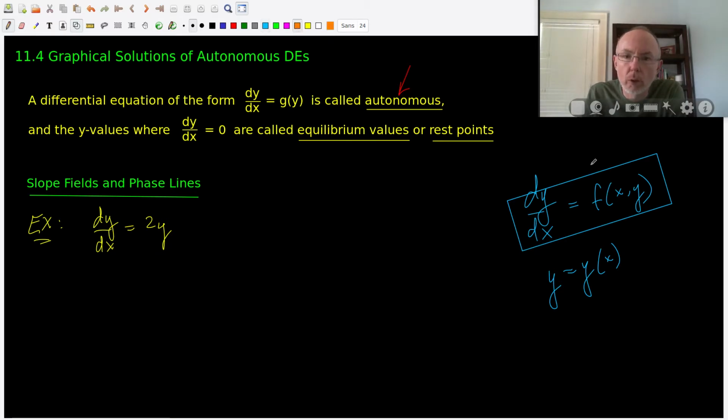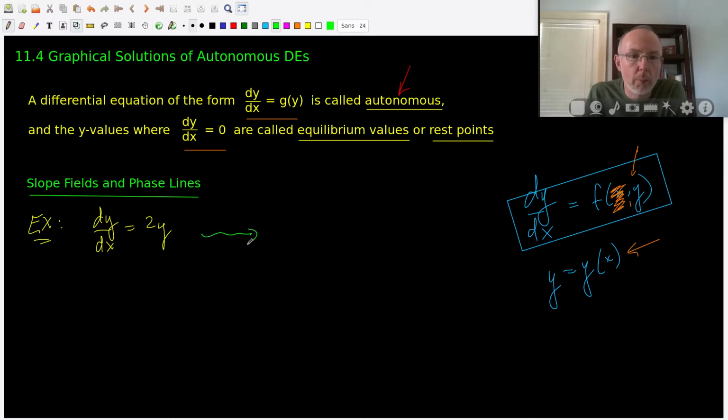Well, we're making this an autonomous equation by saying x isn't one of the variables here, right? Although this is still true, x is still the independent variable and y still depends on x. The differential equation doesn't depend directly on the variable x. It depends on y, which depends on x, but it doesn't directly depend on x. And if that's the case, then we can write dy/dx as just some function of y, and that's what we call an autonomous system, and we get equilibrium values, or rest points, when that derivative is equal to 0.